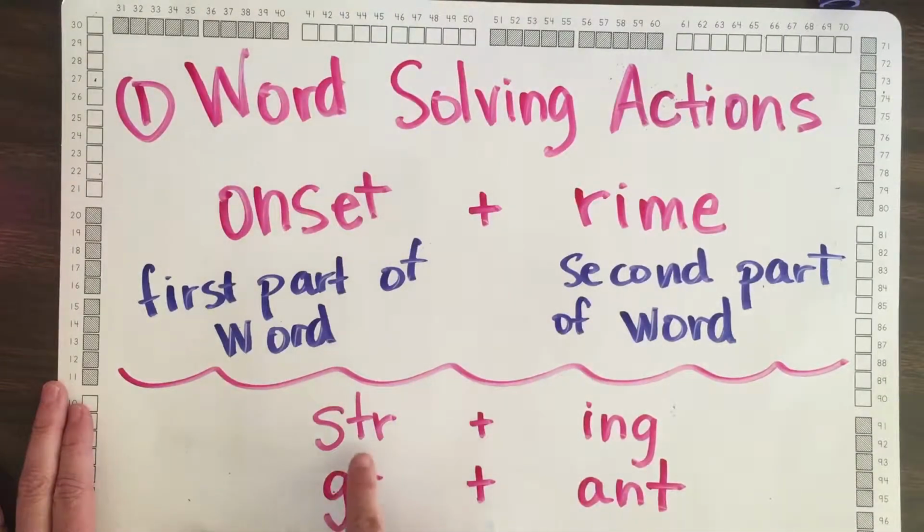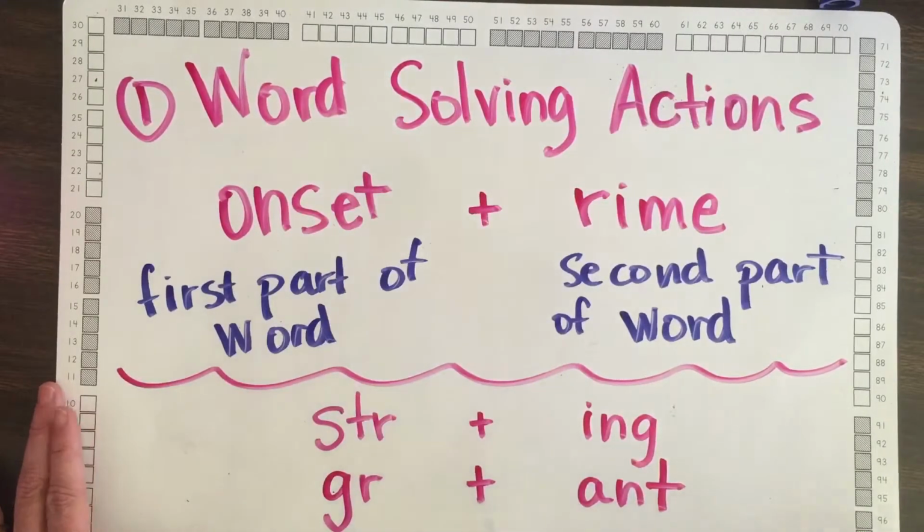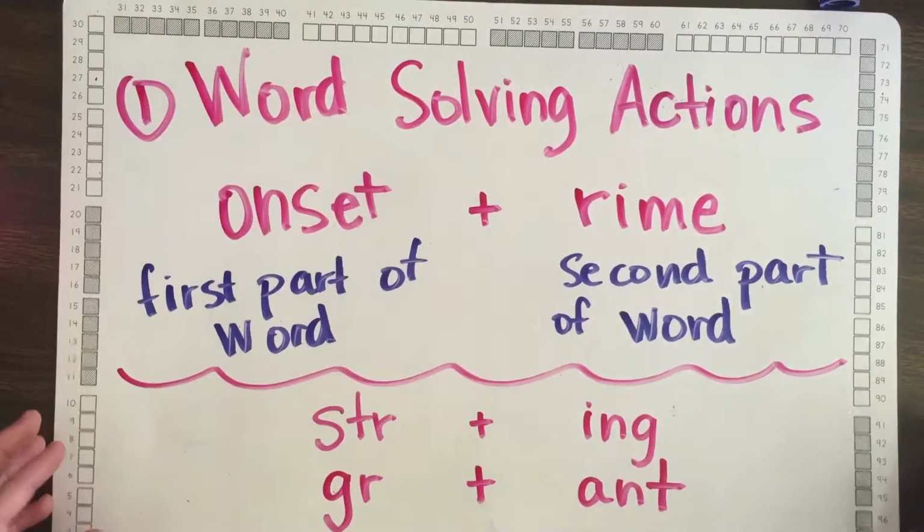So for example, in the word string, str would be the onset and ing would be the rhyme. In the word grant, gr would be the onset, and ant would be the rhyme. And then we would put those together to solve how to figure out those words.